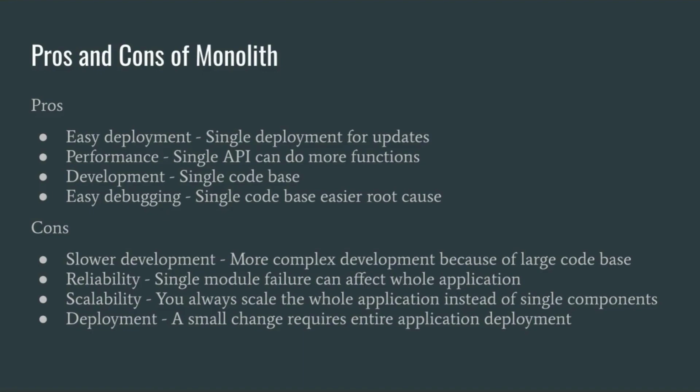So the cons of a monolith is basically slower development, caused by the large code base. Basically, as the code increases, the complexity increases, and the code base becomes hideous to maintain or manage, and that will lead to slower development, because all the components are talking to each other, and that complexity is in the mix. And then when it comes to reliability, a single module failure can affect the whole application.